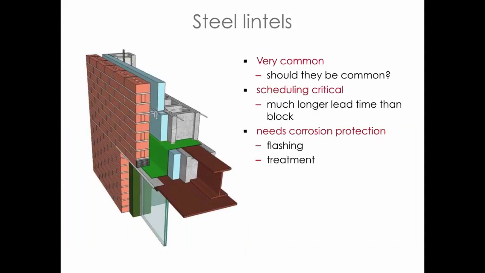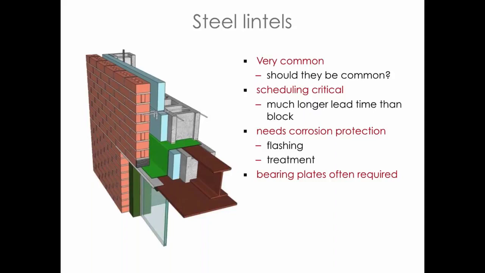Steel, again, should they be common? Again, they're also a scheduling issue. You certainly have to have them prefabricated. You have some lead time there. You have to have some bottom plate fabrication. You have to have corrosion protection. You know, the last thing that we want to see is rust bleeding on a wall, interior, exterior. When we have steel, we have to think about corrosion protection.